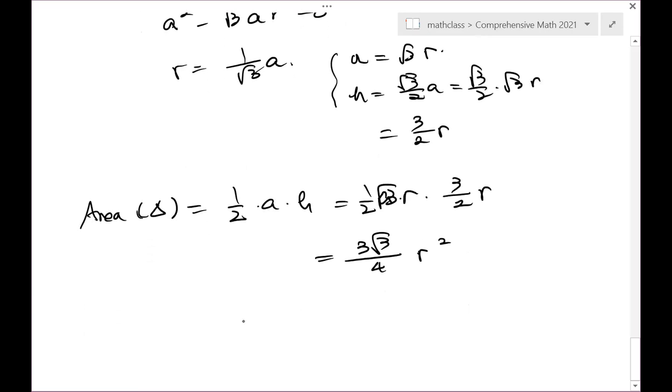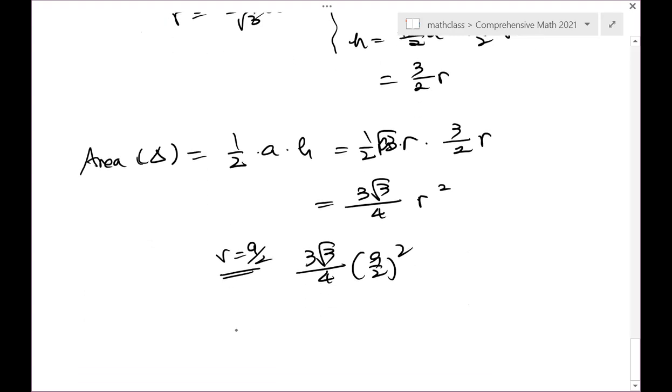So if R equals 9 over 2, that is going to be 9 over 2 squared. If you multiply this out, that's going to be 243 square root 3 over 4 times 4, which is 16. Okay, so that is the answer. If you want to estimate, it's 26.3, not 20.25. All right.